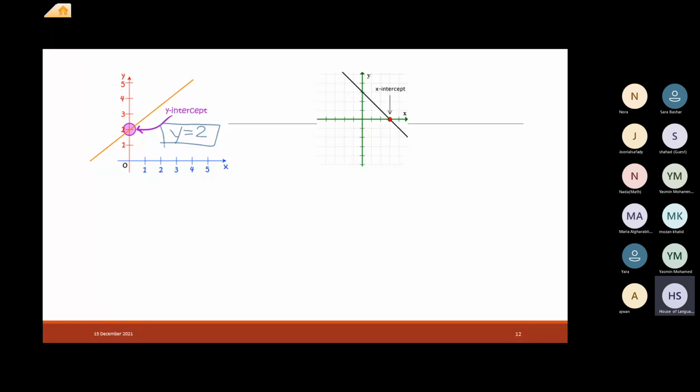But this one, as an example here, the second graph, what do we have? We have an X intercept and a Y intercept because the line intersects the X-axis and the Y-axis. So what about the X intercept? At which point?